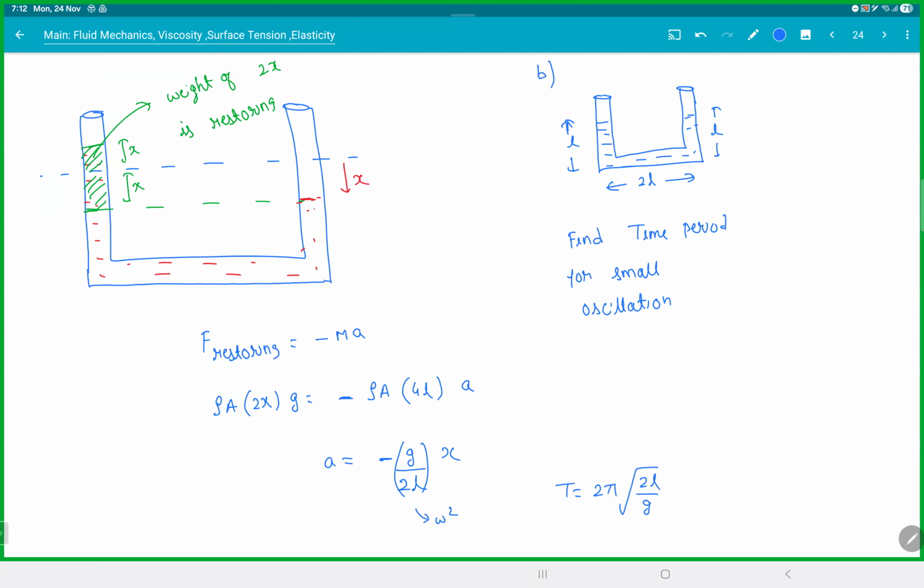So don't forget this. That's an important question even in SHM, fluid mechanics and SHM. If you displace by x on one side, the other side will rise by x. The total difference in height becomes 2x. Most people will write that as x, and unfortunately you will get a 2 missing there, and the whole thing goes for a toss.